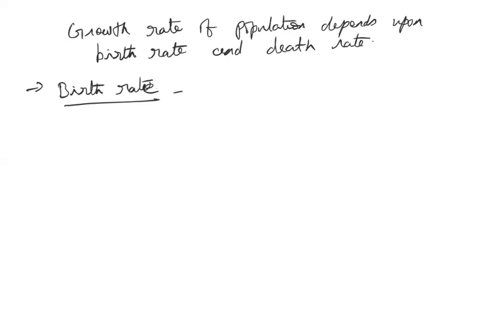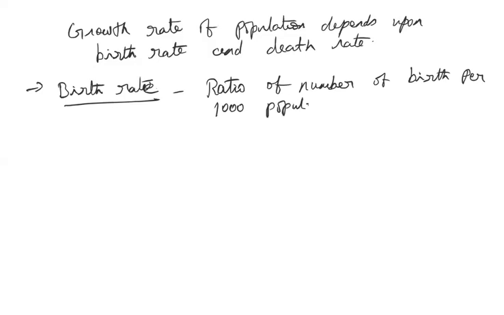So birth rate, simply put, is the ratio of number of births per 1,000 population in a year. So that is to put it more in detail.